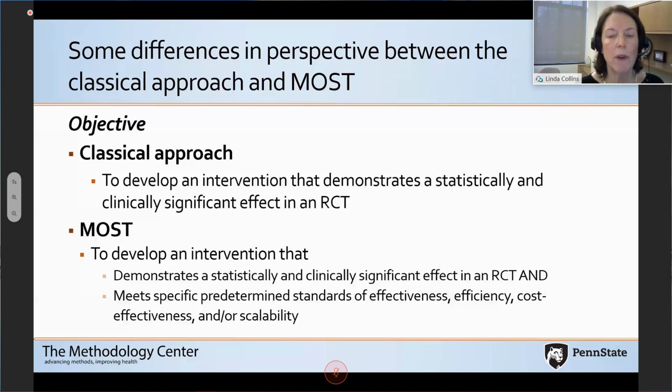The objective of MOST is to develop an intervention that demonstrates that statistically and clinically significant effect in an RCT. That's really important. But in addition, and equally important, the objective is to meet specific predetermined standards of effectiveness, efficiency, cost-effectiveness, and/or scalability. So the intervention has to be not only statistically and clinically significant in an RCT, but it also, for example, has to deliver the best expected outcome for $500 a person or less, to use the example I gave a moment ago.